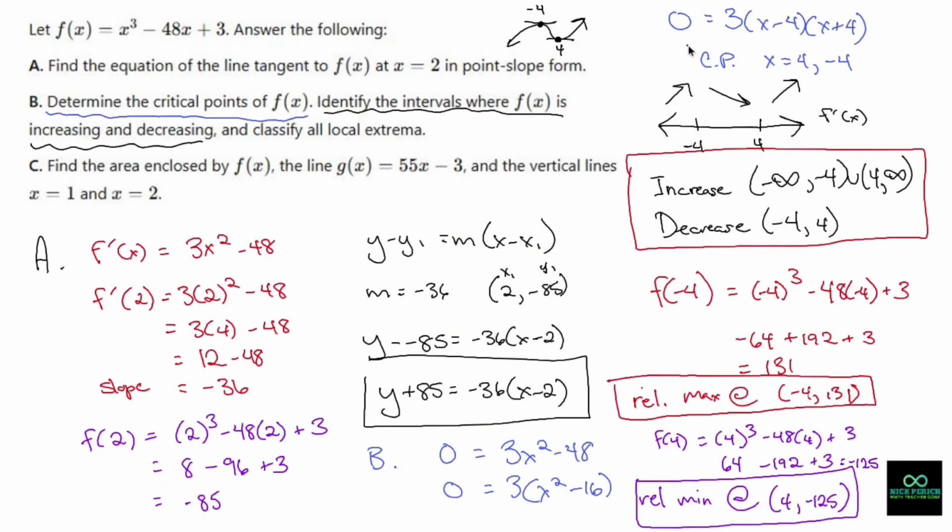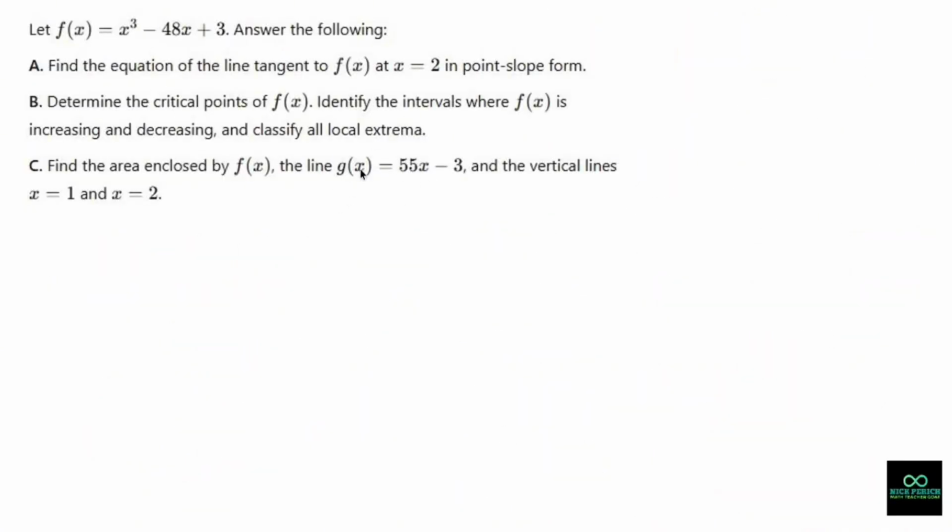All right, so we conquered all the beasts of Part B. Part B, determine the critical points, there you is. Identify the intervals where f of x is increasing or decreasing, there you is. Classify the local extrema, also known as relative extrema, there you all is. All right, now Part C, and we're going to move to a different slide, is going to ask us to find the area enclosed by f of x and this brand new g of x.